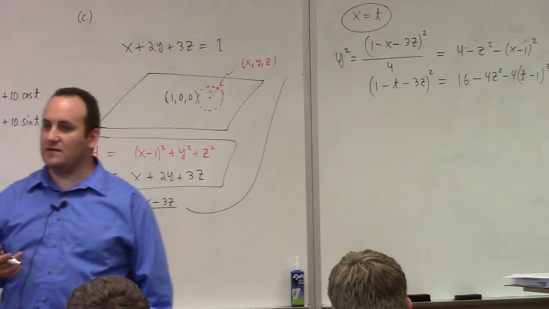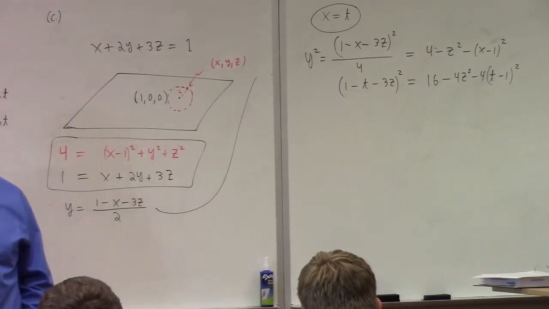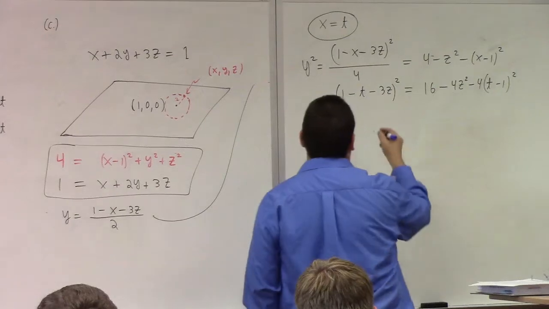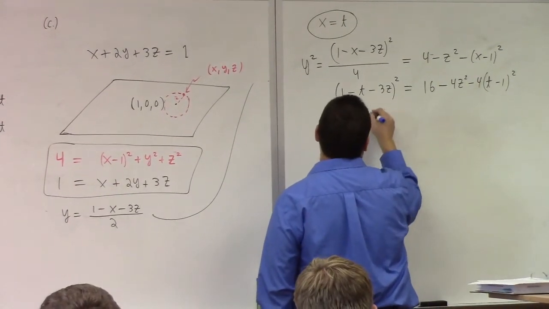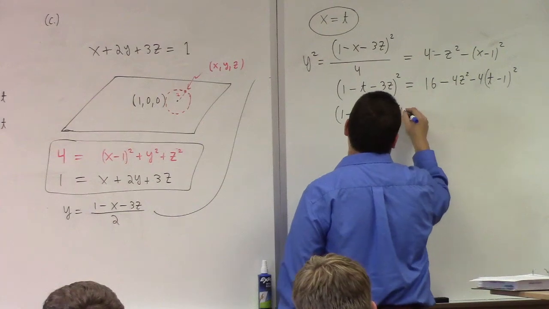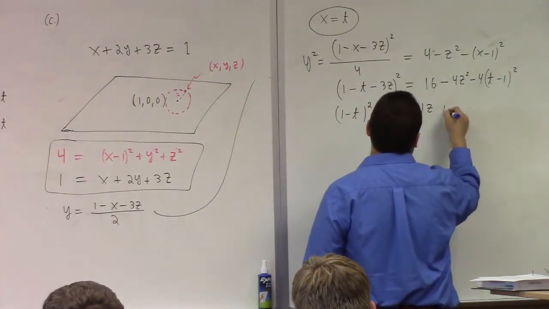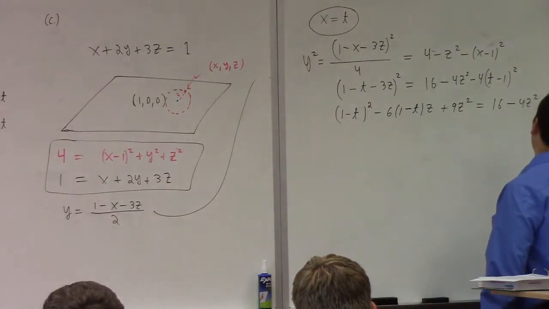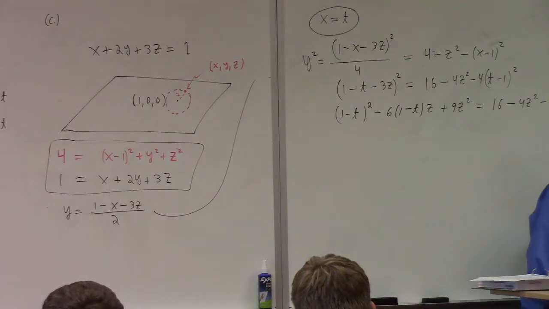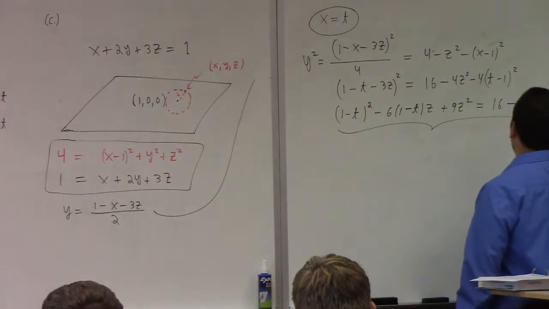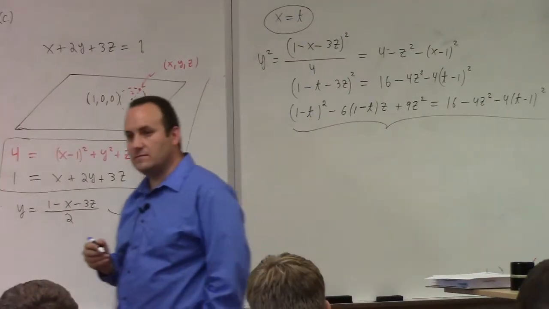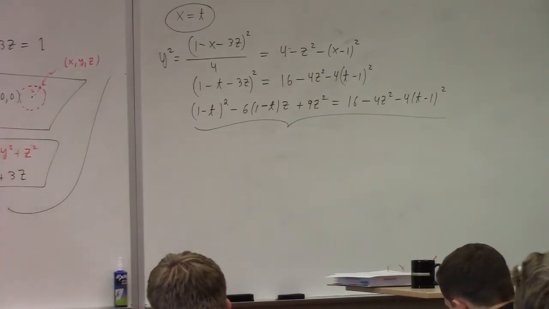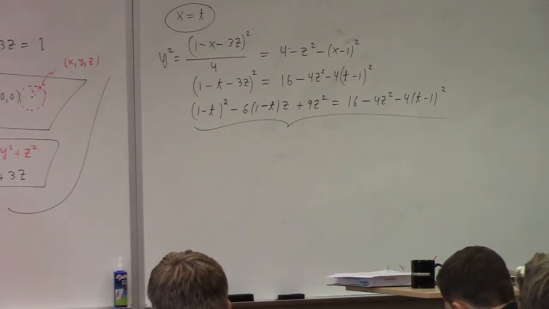And now I just need to solve for z, which I can do. Everything's quadratic. So (1 minus t) quantity squared minus 6 times (1 minus t) times z plus 9z squared is equal to 16 minus 4z squared minus 4 times (t minus 1) quantity squared. So this is quadratic. You can solve for z as a function of t. It's unpleasant, but it can be done.